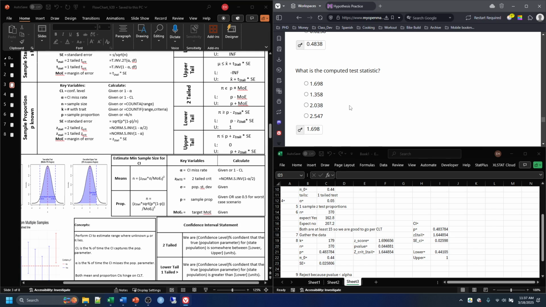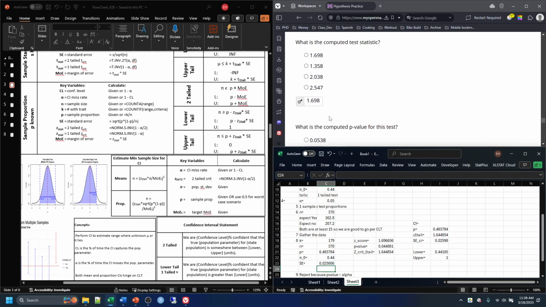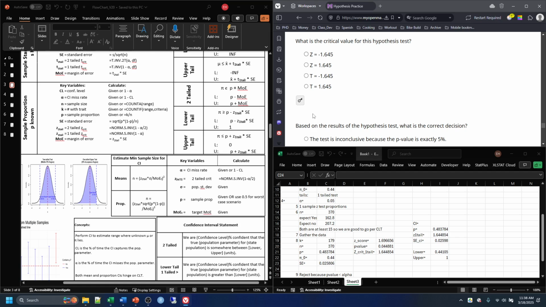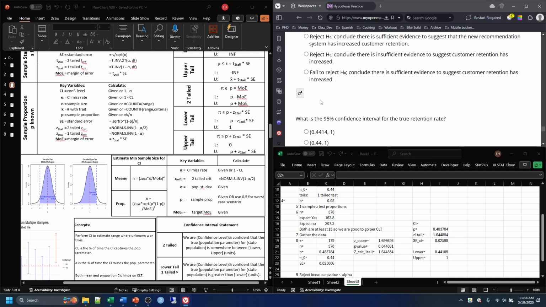Let's keep on moving. It looks like there's a tiny bit of a rounding error, probably from how one of these values was rounded in the calculation, but it is by far the only one that is close enough. So just a little bit of rounding. All right, what is the computed p-value for this test? The computed p-value is 0.0448. That's our p-value. And what is the critical z-score? The critical z-score we got is 1.645. Excellent.